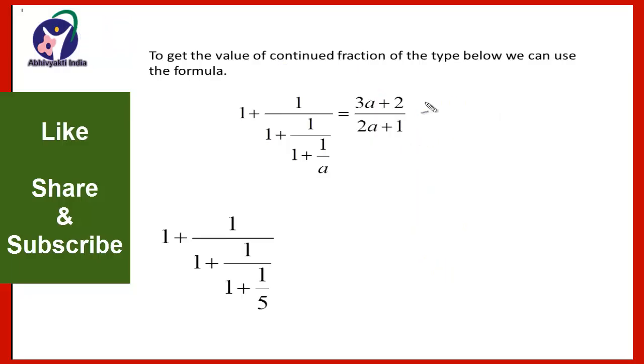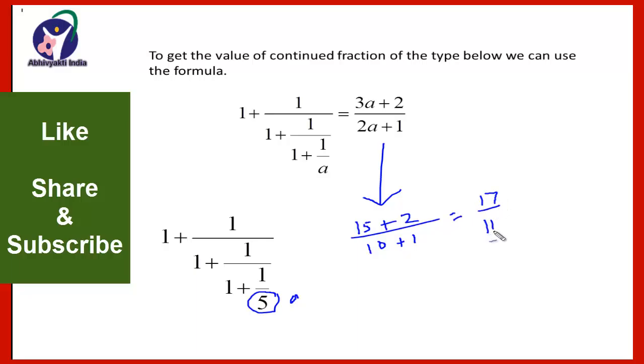Take one more example. It is 1 plus 1 upon 1 plus 1 upon 1 plus 1 upon 5. Now here a is what? 5. Now put this value in this formula. So 3a, that is 5 3s are 15, 15 plus 2, that is 17, upon 2a plus 1. A is 5, so 5 2s are 10, 10 plus 1 is equal to 11. So the answer to this continued fraction will be 17/11.